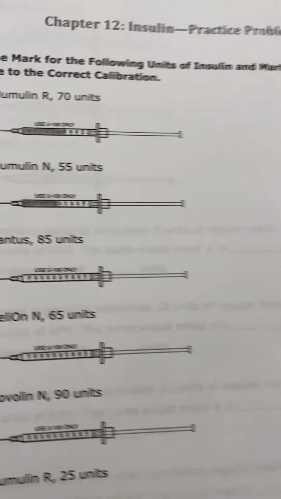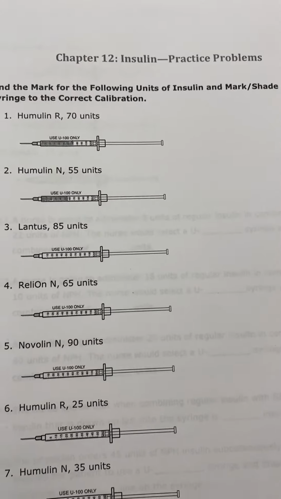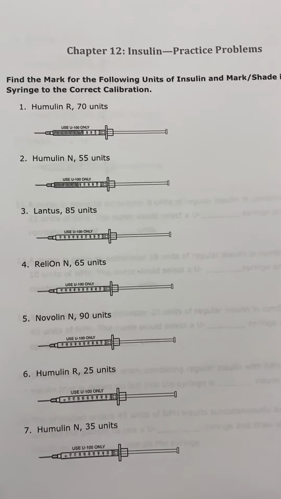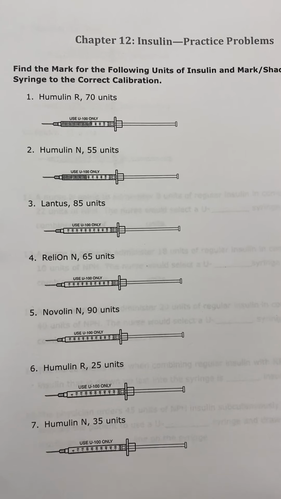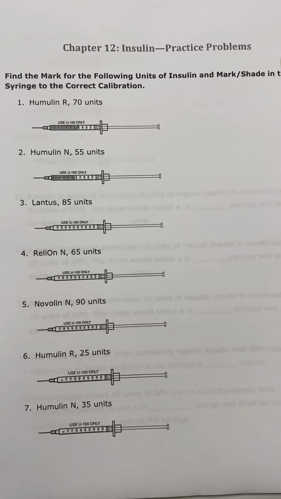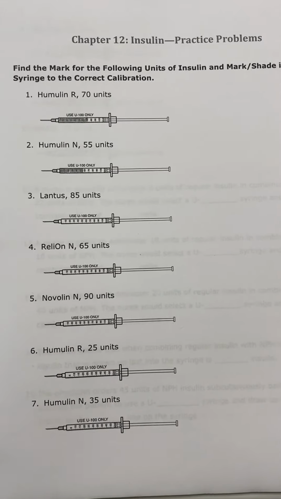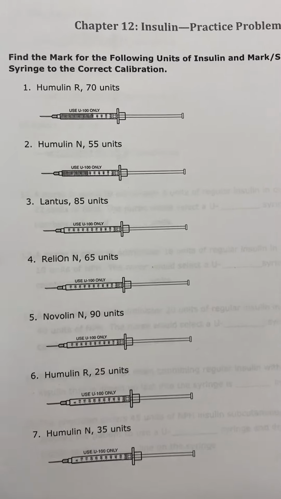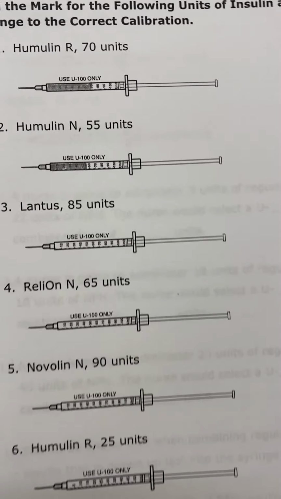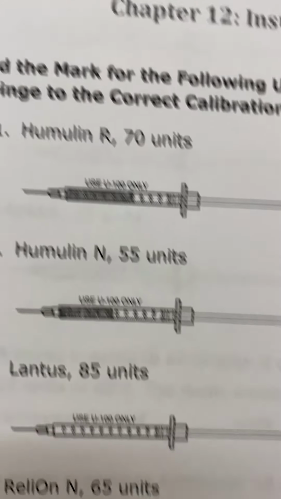You know how I love practice problems. So we have chapter 12, insulin problems. Find the mark for the following units of insulin and mark or shade in the syringe to correct the calibration. So I have done number 1 and 2 for you.